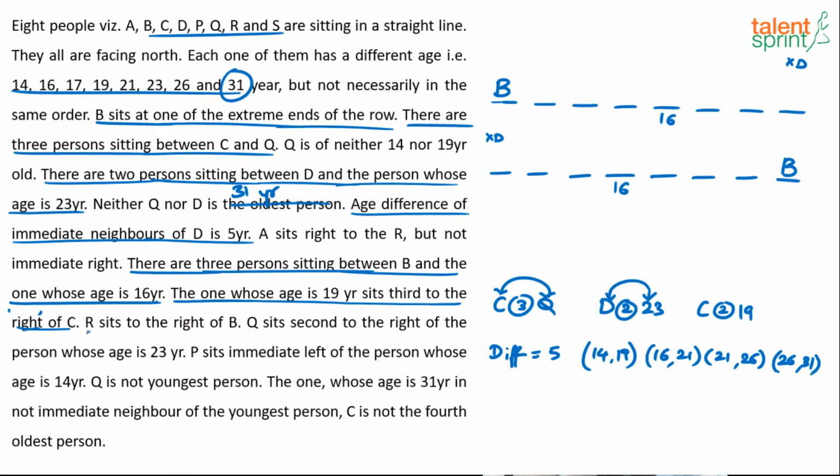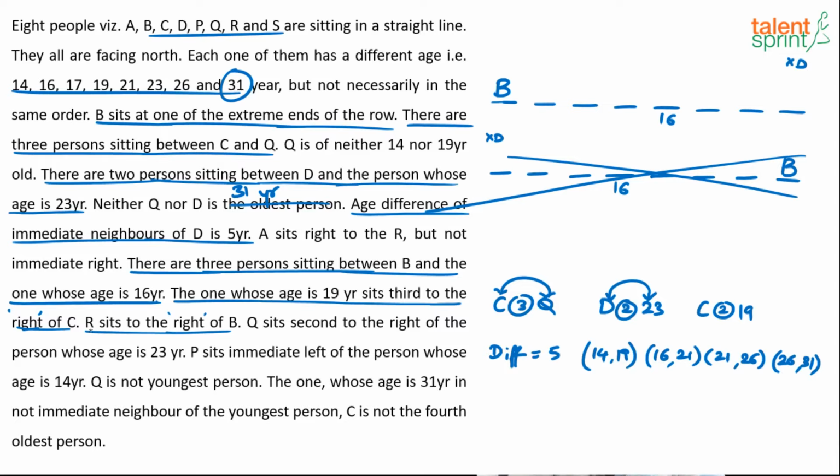Then it says R sits to the right of B. Now R sits to the right of B doesn't really give us anything. It can be immediate right, second right, third right, fourth right, or whatever. Multiple possibilities are there, but the importance of this statement is that one of the possibilities gets eliminated. Which one? The second one. I can now conclude that the second case is a wrong case.